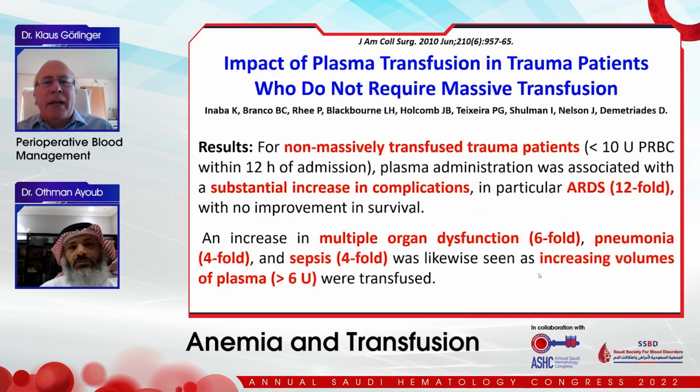And when we look at several studies, and this is also, again, more than 10 years old, you see here one of the authors was John Holcomb, the father of 1:1:1 in the US. They already showed 10 years ago, if we give plasma transfusion to patients who finally don't need a massive transfusion, there was no benefit but a substantial increase in complications. 12-fold increase in lung injury, 6-fold increase in multiple organ dysfunction, and 4-fold increase in pneumonia and sepsis.